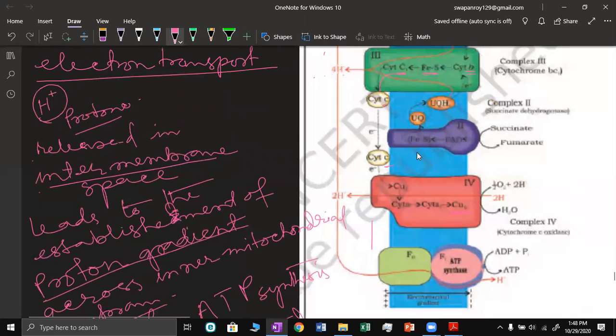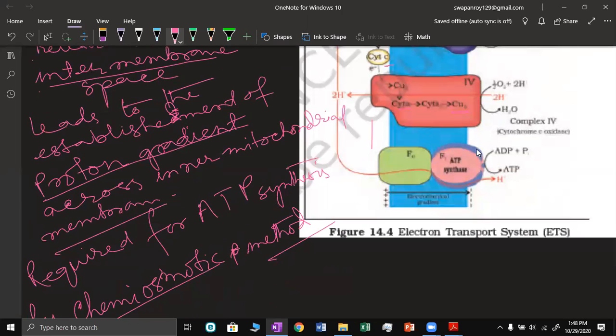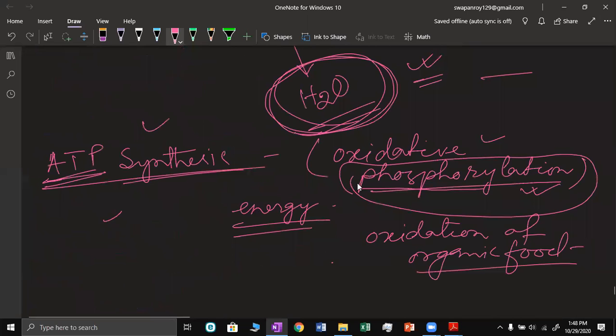In oxidative phosphorylation, there is a fundamental particle located in the inner mitochondrial membrane. This fundamental particle has two parts. One portion is more or less a knob-like structure located in the inner mitochondrial membrane. It has a base, and this base portion is F0.